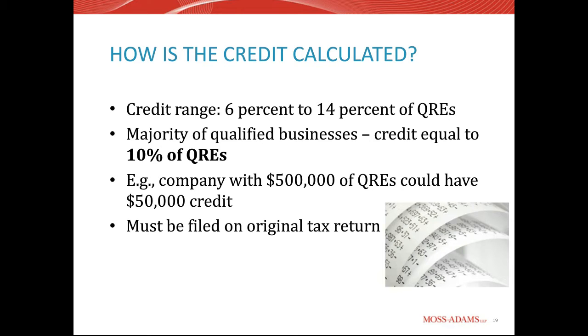So you will need to make some elections on your original return if you want to use these credits to offset payroll. And when I say original return, that does include any extensions that you may file.